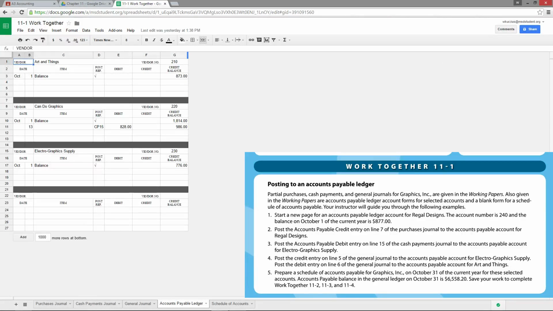So over here, I hope this is showing up. I should have checked ahead of time. We have our actual work together. Let's start right at the top. We're going to set up a new ledger first. I forgot to mention that.